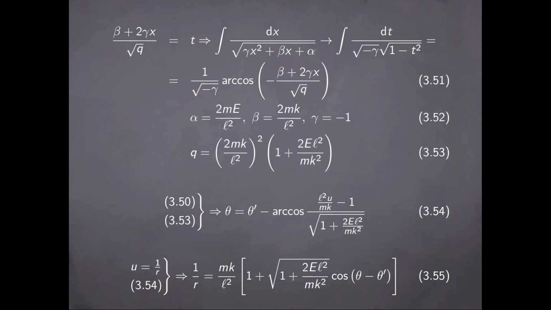And then the last thing we have to do is to remember that u is equal to 1 over r, and bringing this into the previous result returns the orbit equation, where the radius is given as a function of the angle theta, and the integration constants, the constants of motion, energy, and angular momentum.